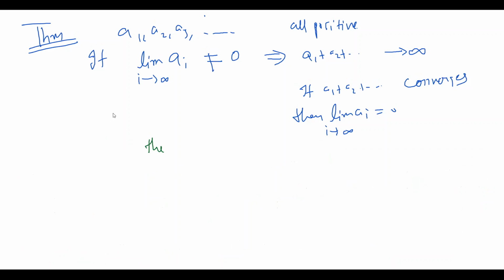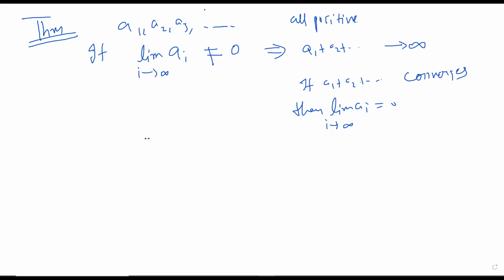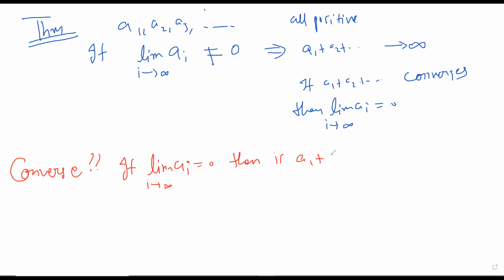Is there a sequence where the limit is 0? So now let me write the converse first. I mean, the converse may not be true, but at this point it's just a question mark. If limit a_i is 0, which basically means the terms become small, the limit is then 0. Is this going to be convergent? That is our question.